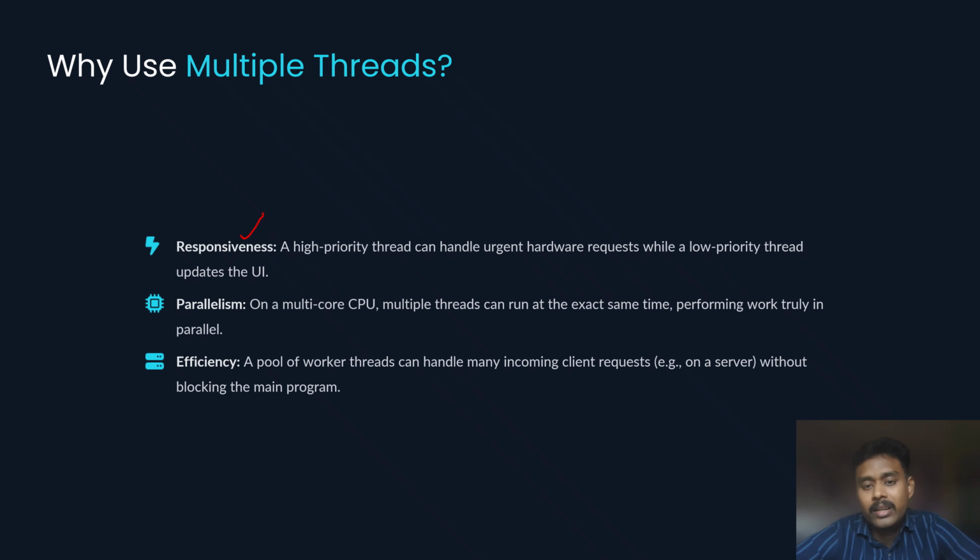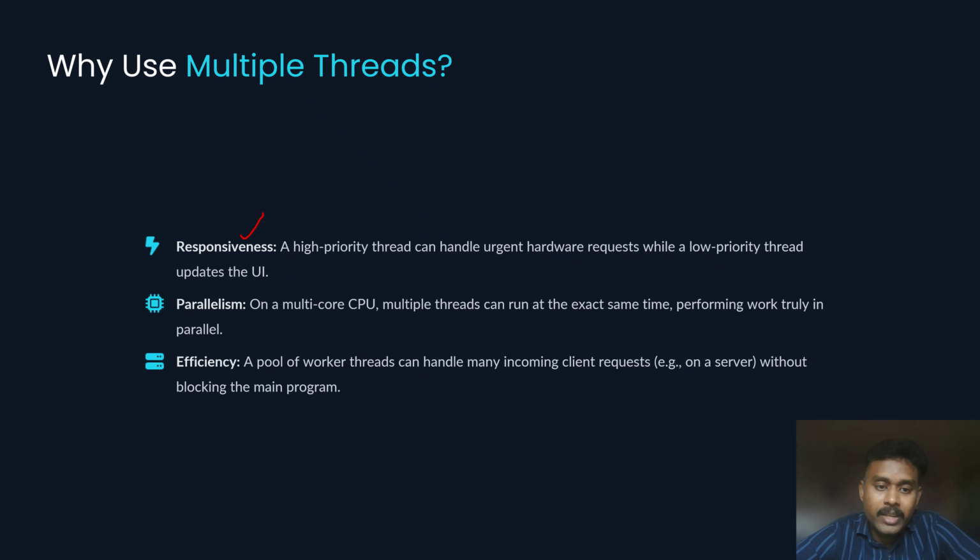A thread can handle what is the currently demanded request it is receiving, whether low priority or high priority. Based upon that, a high priority thread will be given the particular service, while a low priority thread will be updating the UI, the user interface.